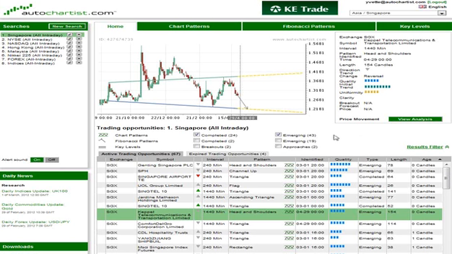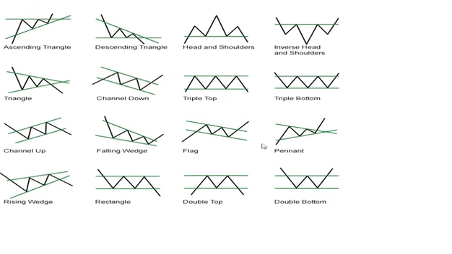Okay, so now we make a distinction between two different types of patterns, and I'm going to switch back to our list of the 16 different pattern types. Here you'll see that some patterns, like the triangles for example, have support and resistance lines that are converging. So the price will bounce between support and resistance and eventually gets pushed into a corner where it has to break out.